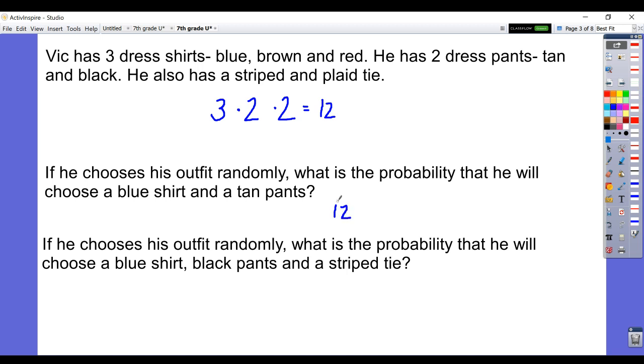What we want to know is, out of those 12, what's the chances he's going to pick the blue shirt and the tan pants? Well, the blue shirt is 1 out of the 3 shirts, and the tan pants is 1 out of that.